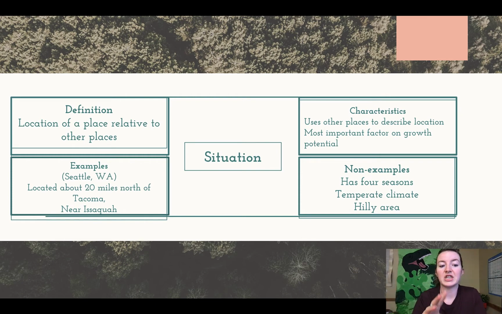Situation, again, is the location of a place relative to other places. Its characteristics include that it uses other places to describe location, and it is the most important factor on growth potential. Examples for Seattle, Washington in this case include that it is located 20 miles north of Tacoma and that it's near Issaquah, and non-examples would be those site examples we talked about before, that it has 4 seasons, temperate climate, and a hilly area. These are not situation, these are site.